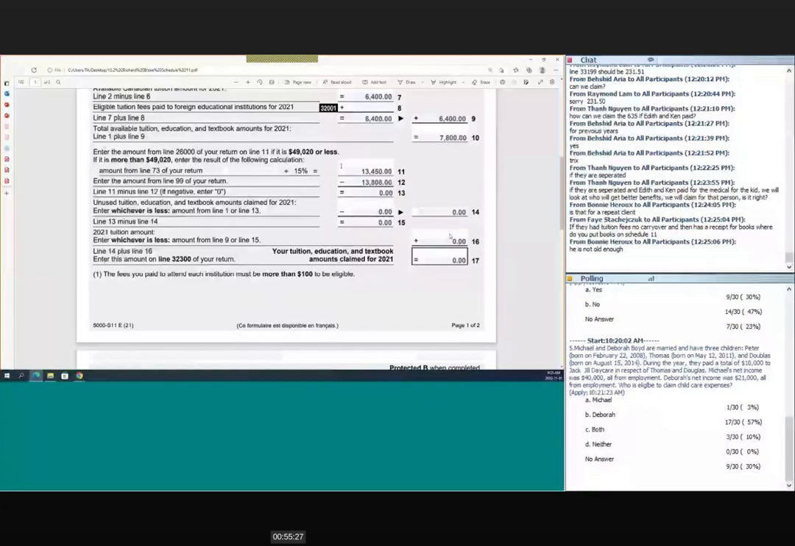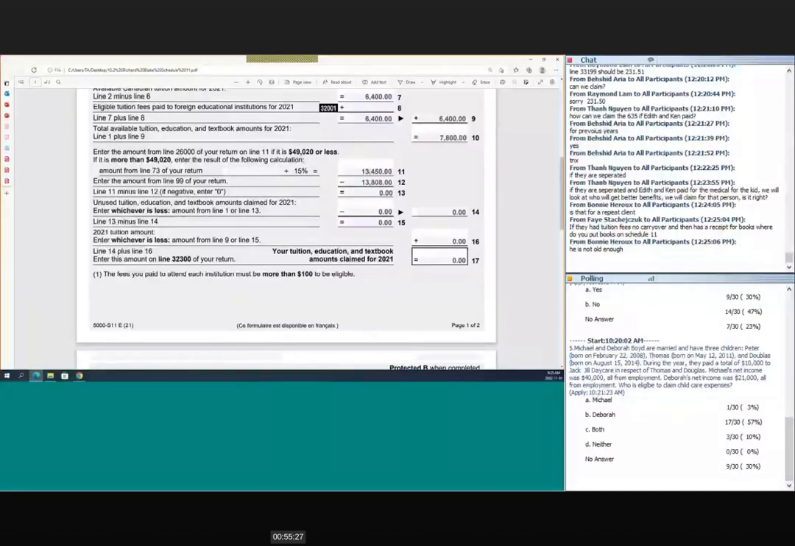Now, this is the part where we calculate how much of the tuition he needs to get his taxable income to zero. So we're going to enter the amount of line, if the income is 49,020 or less, we'll enter it in here, but it's not.